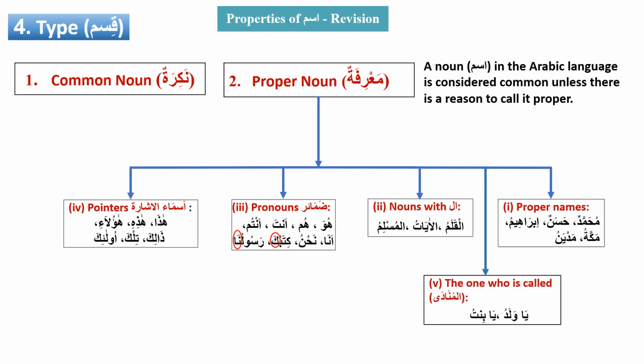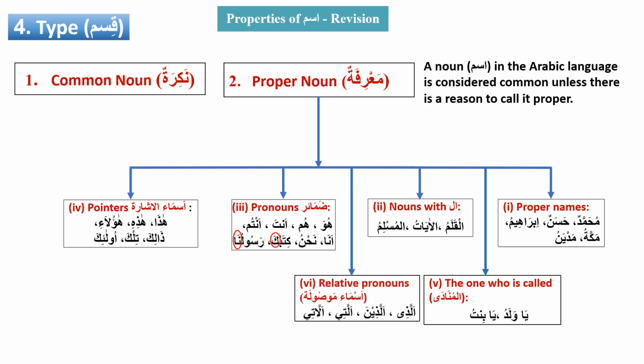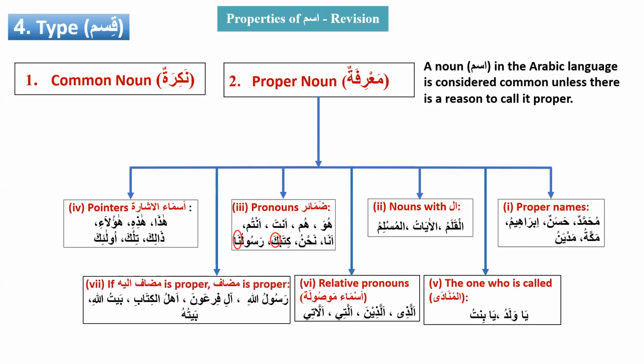All this I did not add before, but now we can handle this, so I'm adding more. If somebody is called, like ya waladu, oh boy, ya bintu, oh girl, then the one who is being called is a proper noun, because you're calling somebody specific. Another reason: all the relative nouns, alladhi, allazina, allati, including their duals, are proper nouns. And as Muhammad was saying, if mudaf ilay is proper, then mudaf is proper as well.